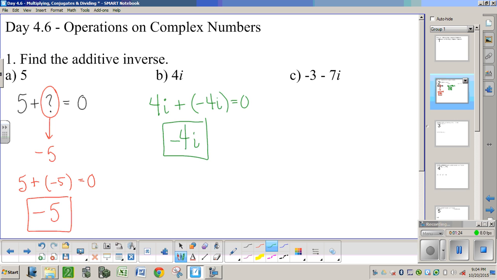You can also take into consideration when you have binomials, so negative 3 minus 7i. So we would say, all right, what could we add to negative 3 minus 7i in order to make it cancel out? Remember, this is the additive inverse, so you're thinking opposite. So what we would add in order to get to 0 is a positive 3 and a positive 7i. So 3 plus 7i would be the additive inverse of negative 3 minus 7i. So it's just what you add to the value in order to make it equal to 0.